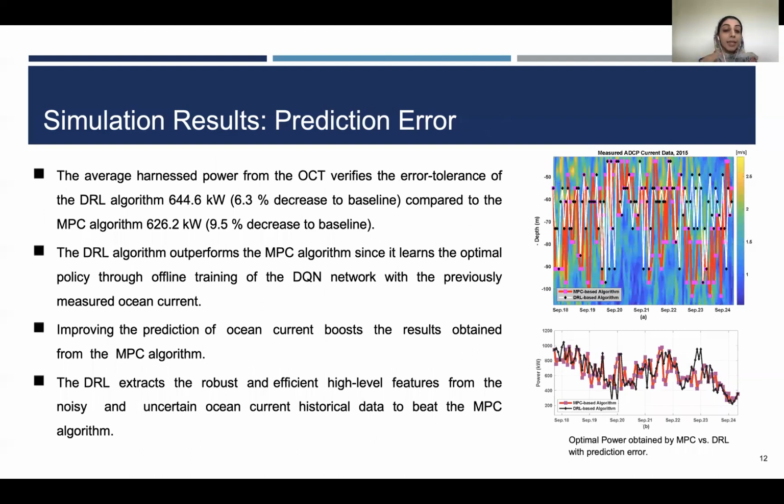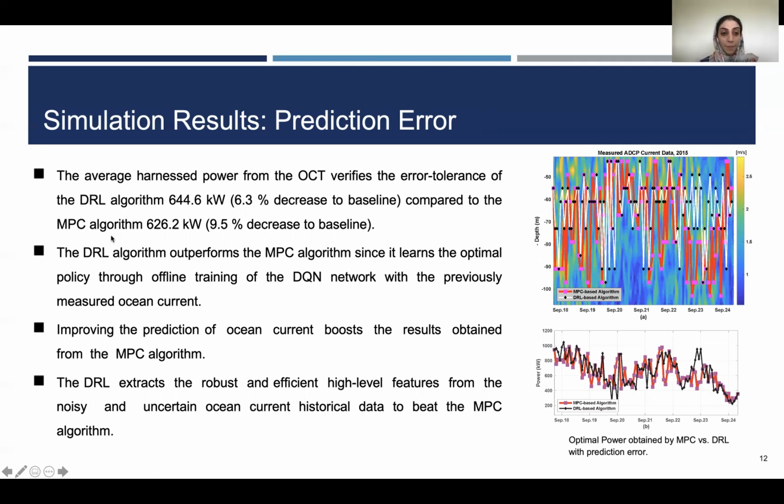The second case is where we have prediction error. As you can see from the figure, the optimal depths are very different from each other, which shows different policies for finding the optimal depths. The deep reinforcement algorithm is more error tolerant than the MPC one. The harnessed power from this system is equal to 644, which shows only a 6% decrease compared to the baseline.